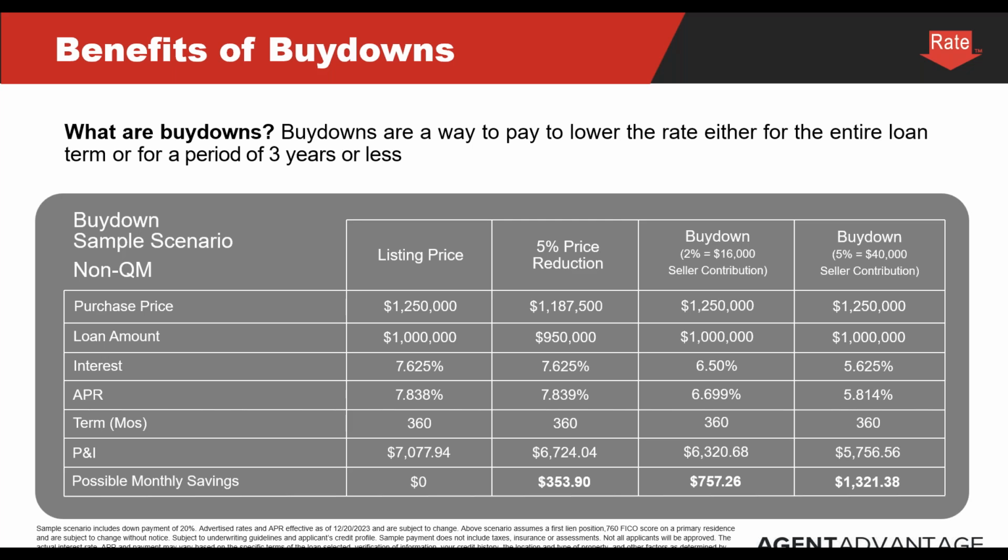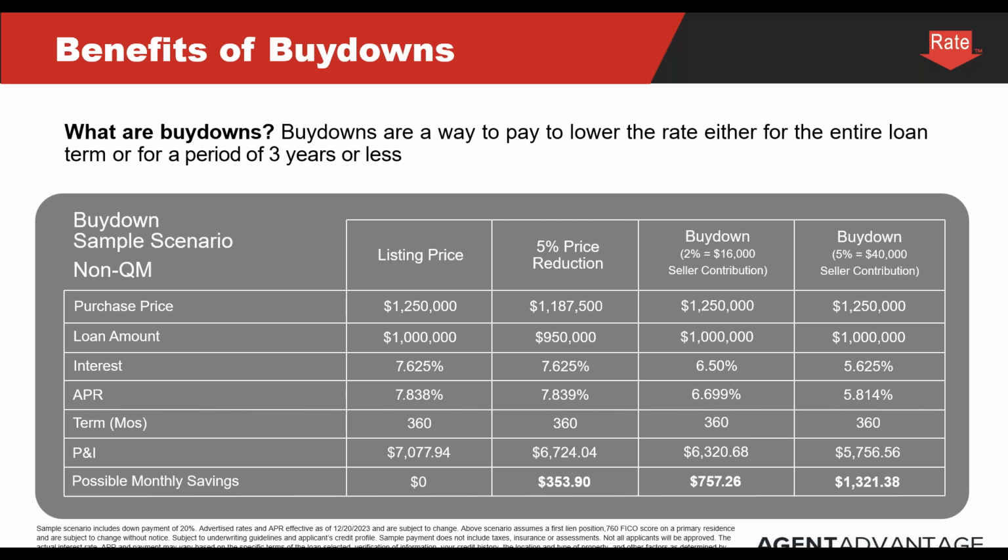So if you did a 5% price reduction, the possible monthly savings to the borrower are going to end up being $353.90 a month in the example of my $1.2 million property. All right. And in this deal, we've really decreased the price by quite a bit, right? And you're only gaining $353.